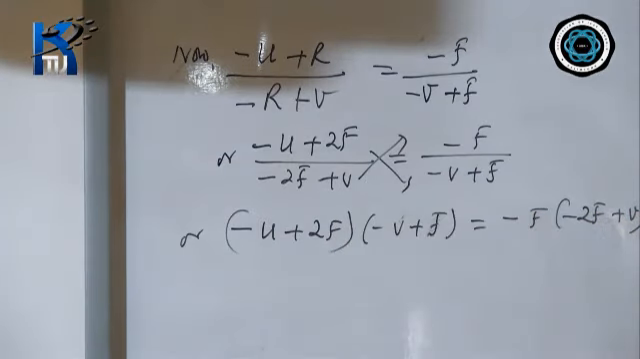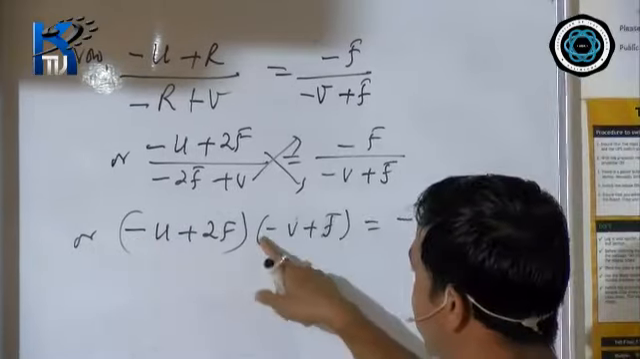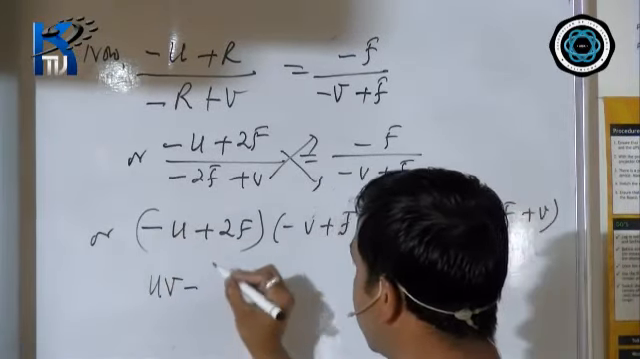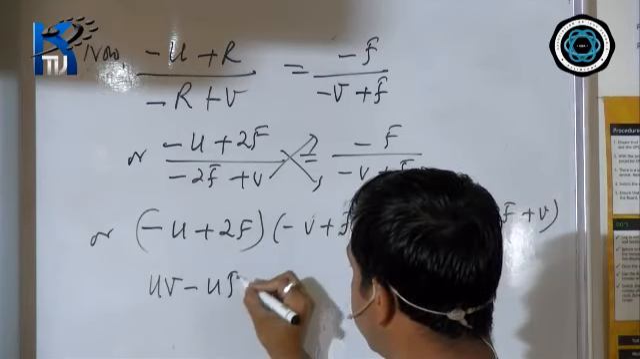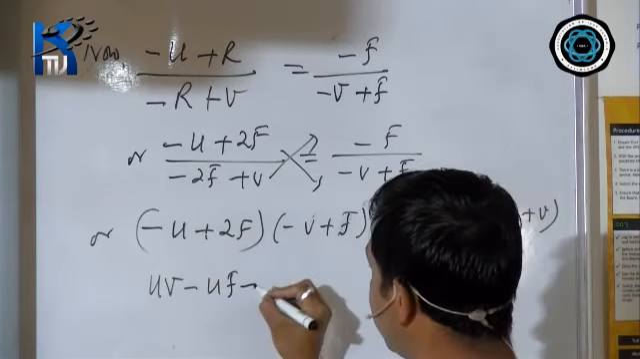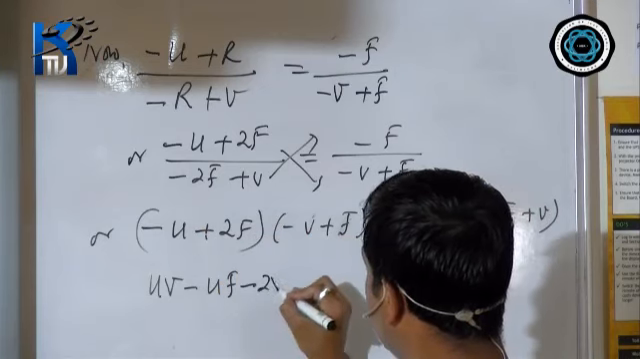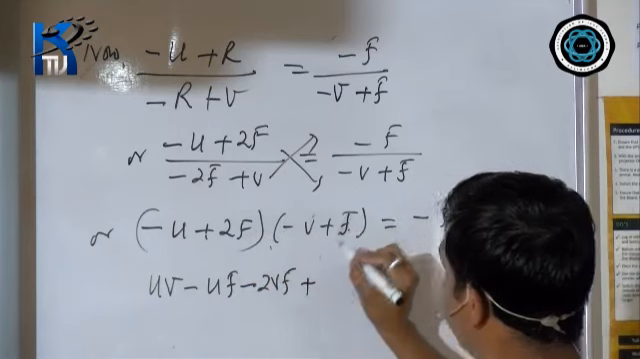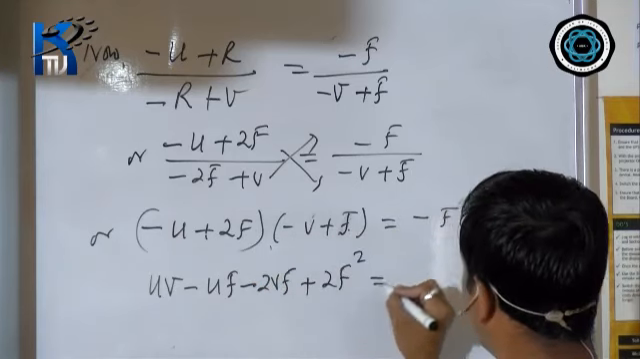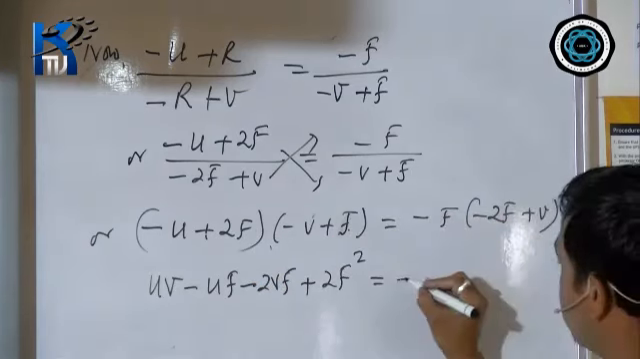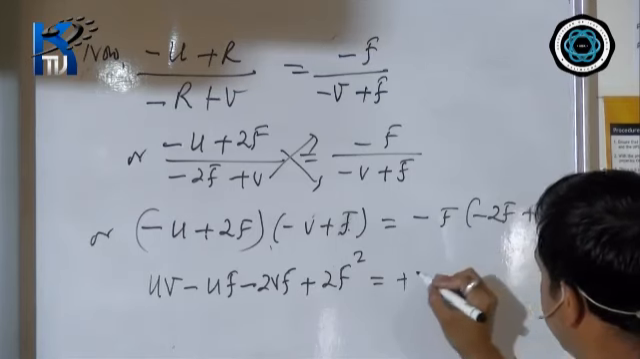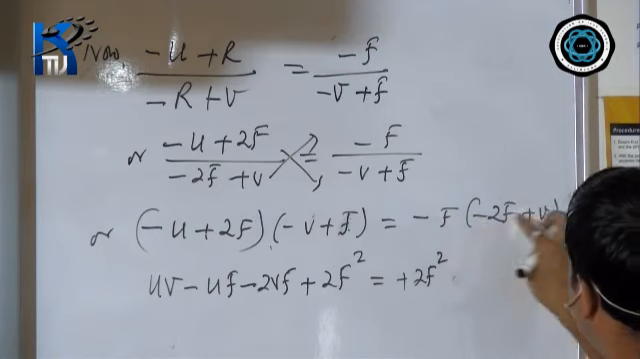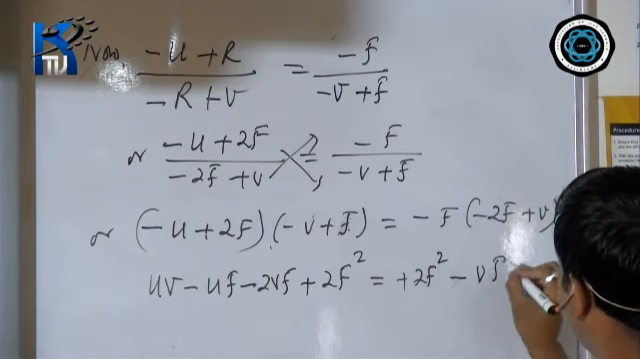Okay, let me open the bracket. Let me do it directly. Minus into minus is plus, with U into B means UB. Minus into plus is minus, U into F means UF. Plus into minus is minus, 2F into B is 2BF. And plus into plus is plus, 2F into F means 2F square. Out here also minus into minus is plus, F into F, 2F means 2F square. Plus into minus is minus, B into F means BF.